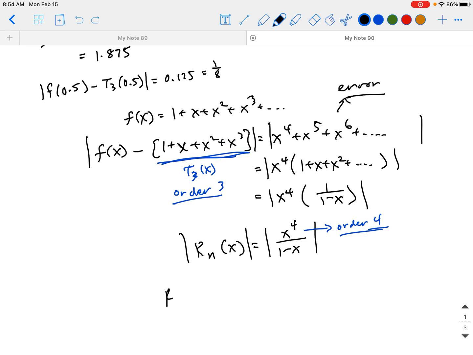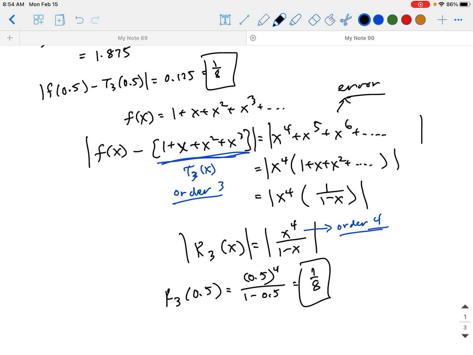This should be r sub 3 of x. So r3 of 0.5 is going to equal 0.5 to the fourth over 1 minus 0.5. So that's going to be equal to 1/8 when we compute that out, which is exactly the error, right?